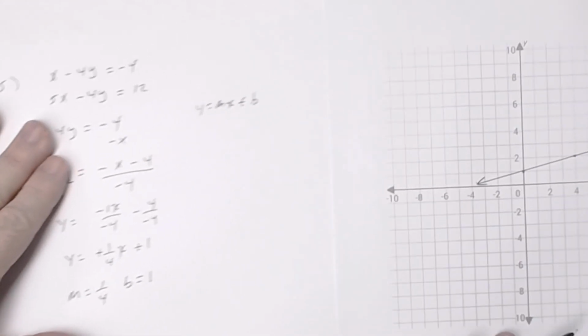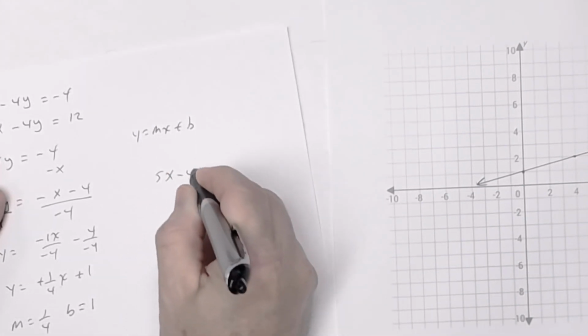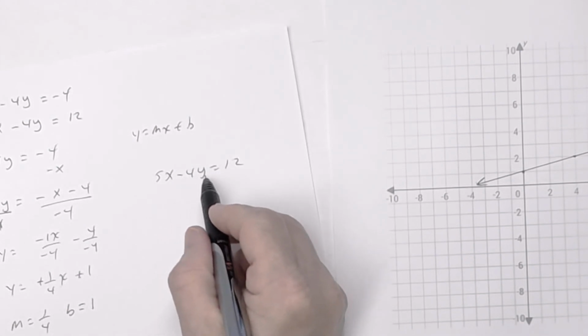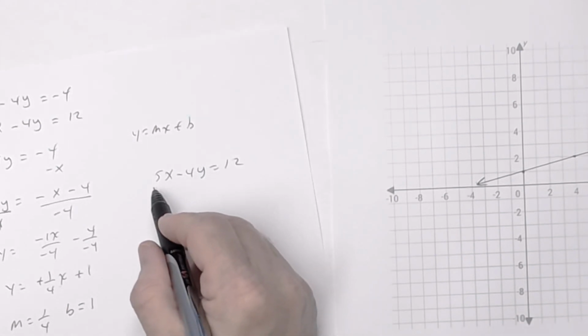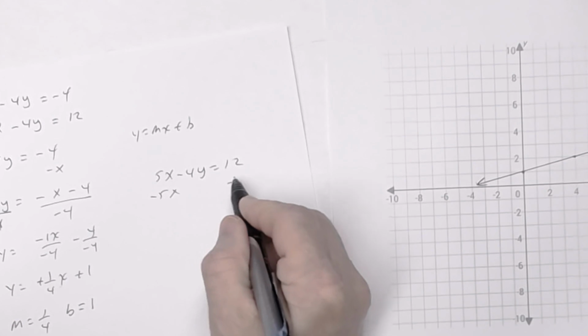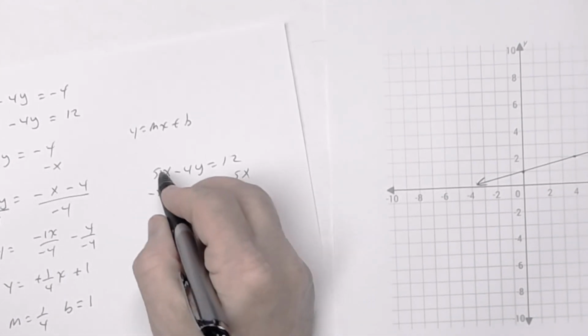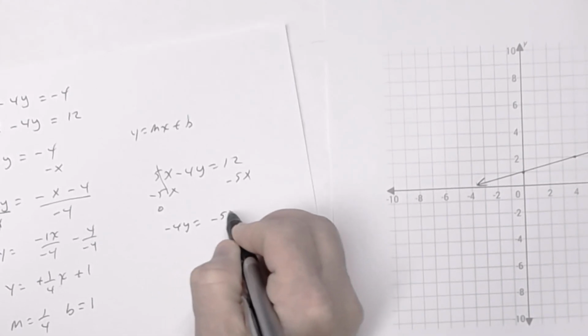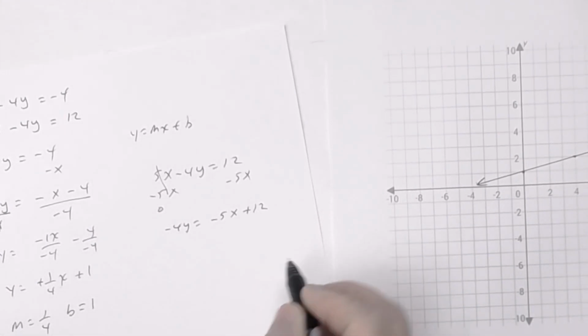Now let's get the other one. So the other one, we have 5x minus 4y equals 12. So let's go ahead and get y by itself. So I'm going to first of all isolate this term. So I need to get rid of 5x, just like this. And so when I do that, when I combine like terms, I get negative 4y equals negative 5x plus 12.